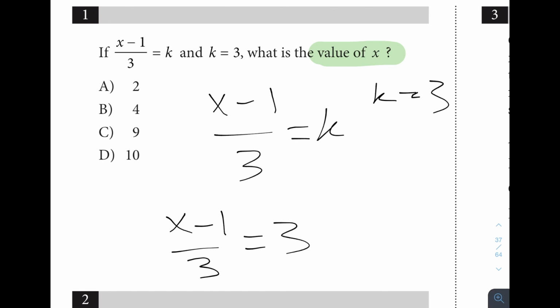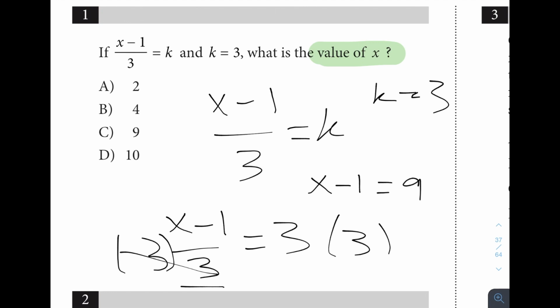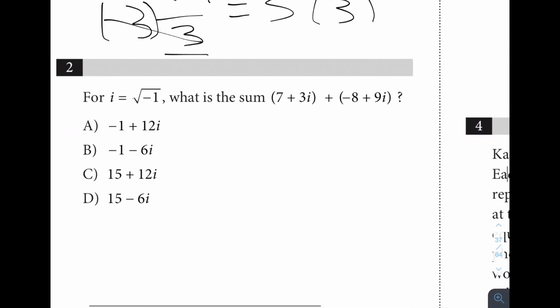So to get rid of this 3, we'll have to multiply both sides by 3. That's going to cancel that. So this will equal x minus 1 equals 9. We can add the 1 to both sides to get x by itself, and we'll get x equals 10. Next question.